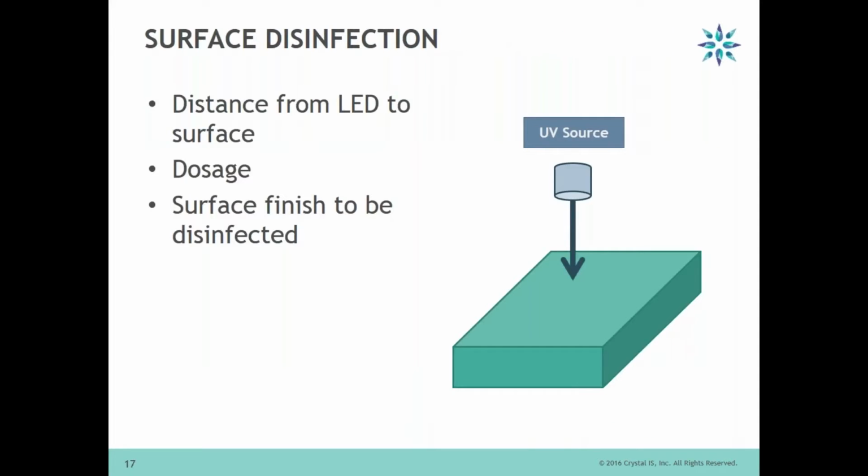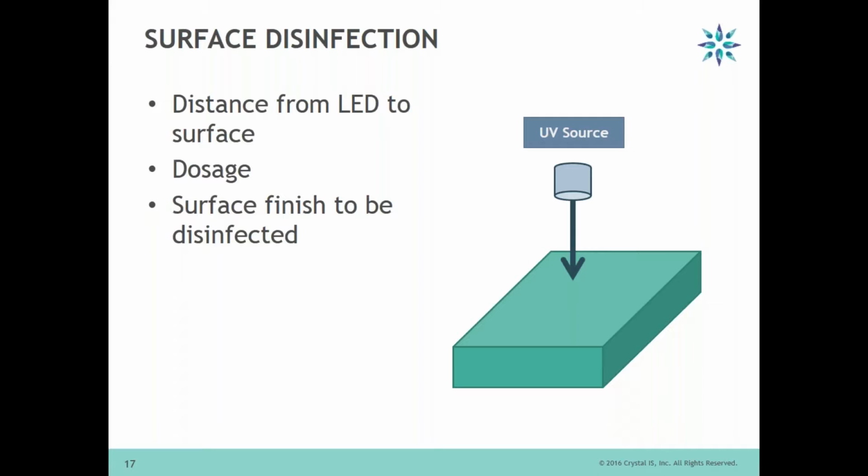So on the next page, what I'm trying to do is show you a basic calculation of what things are required if you were trying to disinfect a surface using a UVC LED source. Basically, there are a couple of things which are very critical. What is the distance from the LED to the surface? What is the dosage requirement? And I did mention here the surface finish to be disinfected, because one thing to remember is it's not only the distance which is critical, but also the smoothness of the surface.